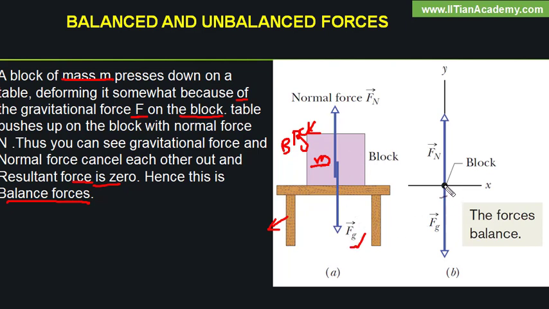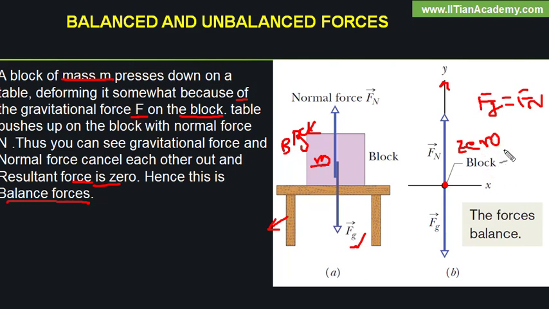So if you see on this board, this is the block. You see there is a normal force in the y positive direction. For example, this is y and this is x. Then the gravitational force is in the negative y direction, and Fg basically is equal to Fn. This normal force you will study later, and these cancel out. So what is the resultant force on this? Resultant force on this is 0.